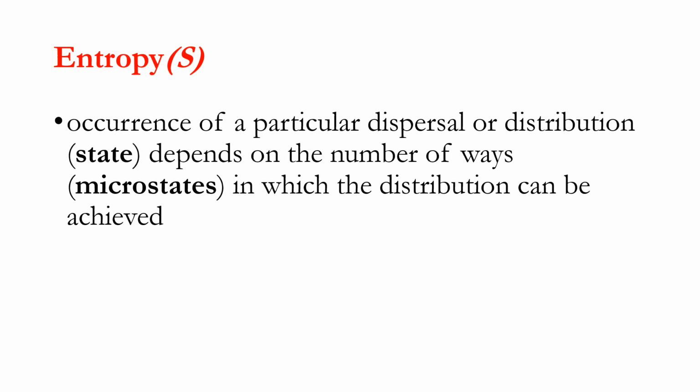The occurrence of a particular dispersion or distribution is what we refer to as the state of the system. And it depends on the number of possible ways, which we refer to as the microstates, in which the distribution can be achieved. So the dispersion, the disorder, is the state, and the possible ways of distributing the energy, for example, is what we consider the microstate. So the greater the number of microstates, the greater the degree of dispersion or the state.